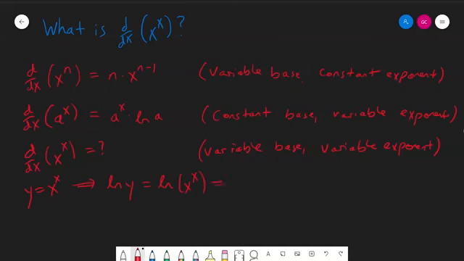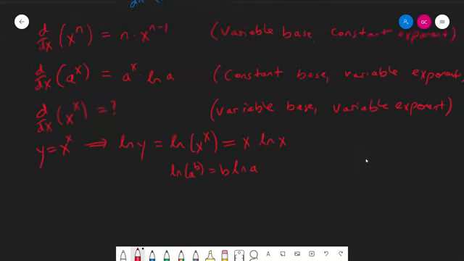Then we'll use one of our rules of logarithms that says that whenever I have an exponent inside of a logarithm, I can bring it to the outside. In general, the natural log of a to the b is equal to b times the natural log of a. So in this case, I get x times the natural log of x. Okay, and now we're going to use implicit differentiation.